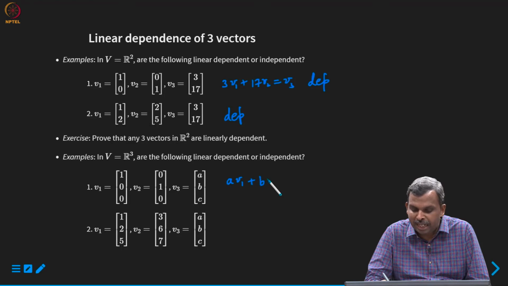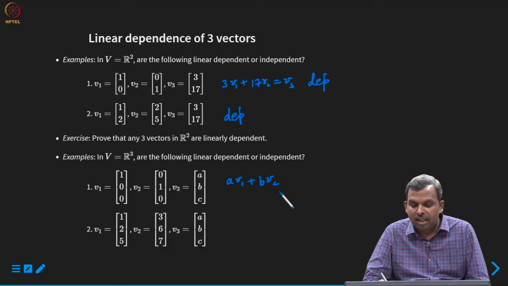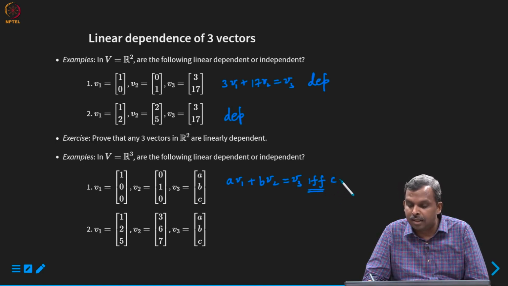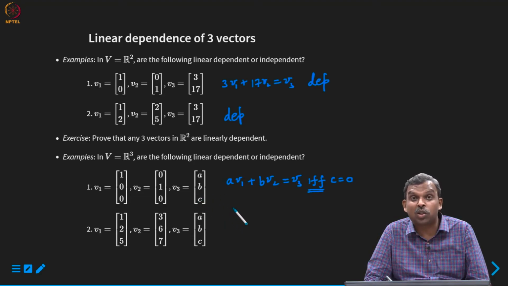And then I have to do B times V2, okay? And if this has to be equal to C3, V3, this is if and only if, okay? I will write IFF, IFF means if and only if, both ways, C equals 0, right? So this variable C is crucial to the story here.